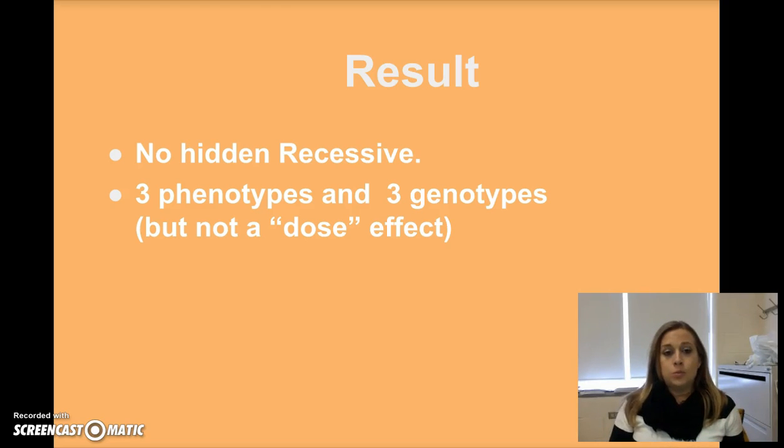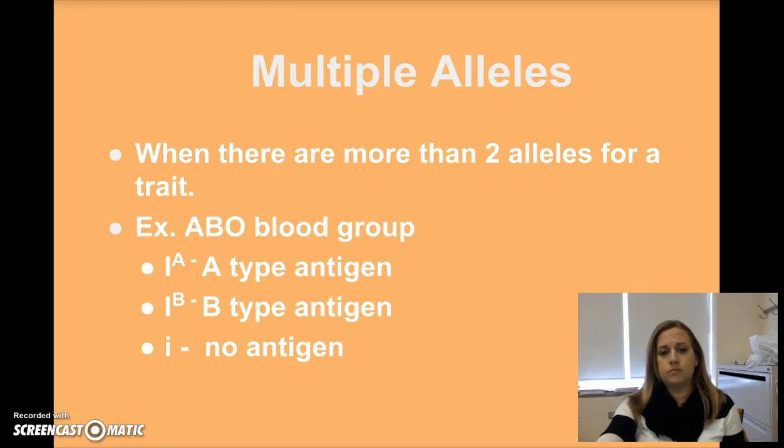Another example is with chickens. You can have black feathers, you can have white feathers. Those are the 2 homozygous forms, so homozygous black, homozygous white. When you have the heterozygous form, you don't get gray feathers. What you get is a mix of black and white feathers on the same bird. So it is not a dose effect. It's just that both phenotypes are being shown.